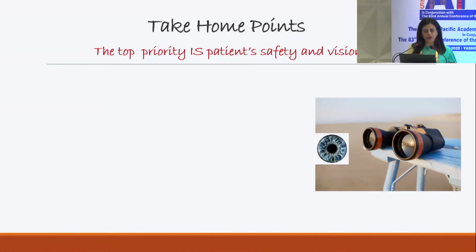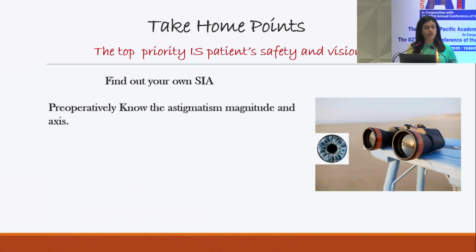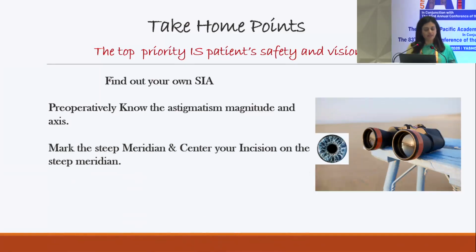So a few important take home points. The top priority always is patient safety. Once you are fine with any grade of nucleus management through a relatively small incision, then you start planning this. First, find out your own SIA. Second, preoperatively know the astigmatic magnitude. Magnitude will help to decide the size and the shape of the incision, and the axis will decide the site of incision. Mark the steep meridian and center your incision.